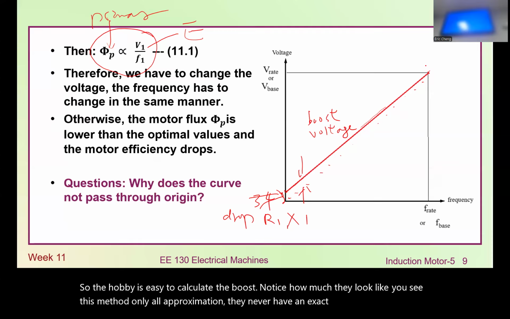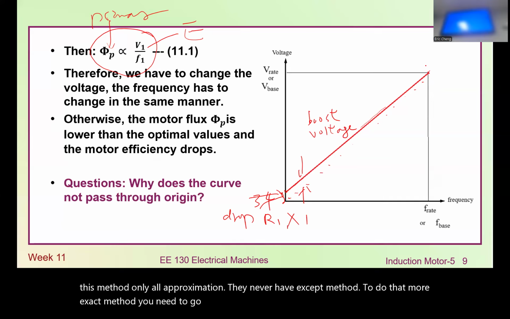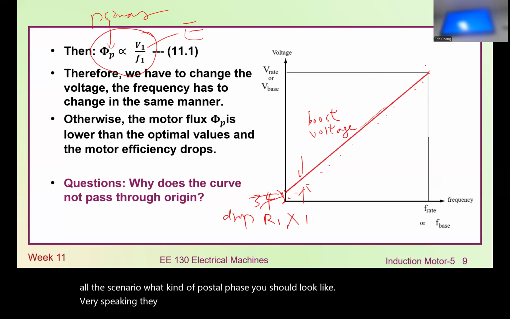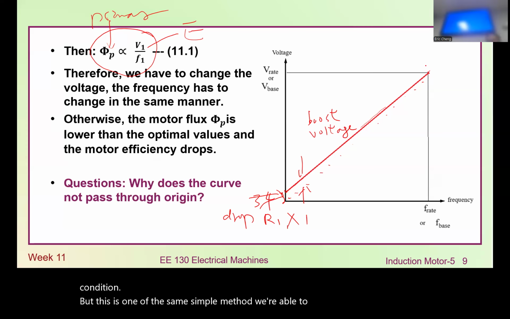A more exact method would need to go through the modeling of the motor to calculate all the scenarios and what kind of boost voltage it should look like. Strictly speaking, we still haven't calculated the exact voltage drop. It may vary due to various conditions, but this is one of the simple methods we are able to use to calculate the boost voltage.